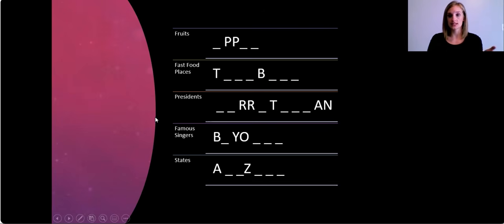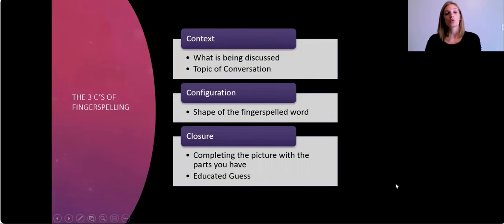So with this activity, similar to how your brain started thinking about what those words could or couldn't be because of the topic, the length of the word, and the letters that you can see, this is similar to how we approach fingerspelling. We have what we call our 3 C's of fingerspelling. Our first C is the context, similar to the topic you were seeing with fruit, president, singer.